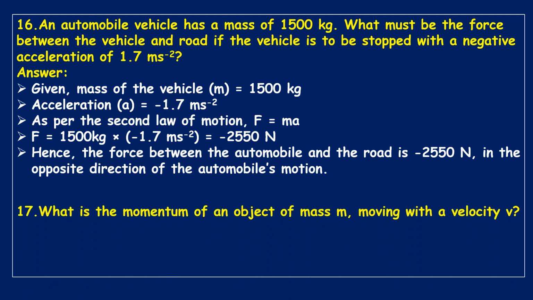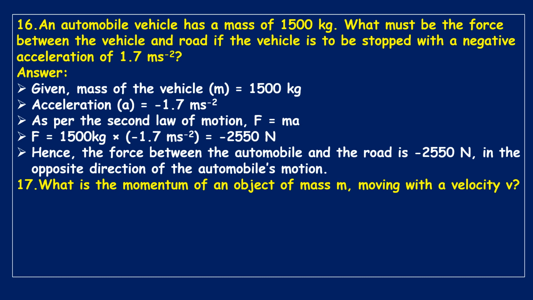We'll see the next question. What is the momentum of an object of mass m moving with a velocity v? Very simple question it is. There is an object whose mass is given as m, moving with velocity v, mass into velocity, right? Here two physical quantities are given, mass and velocity. The third physical quantity, momentum, we have to calculate from this data.